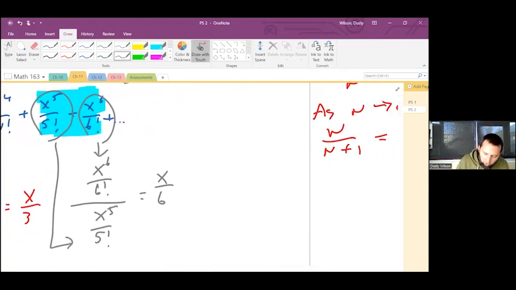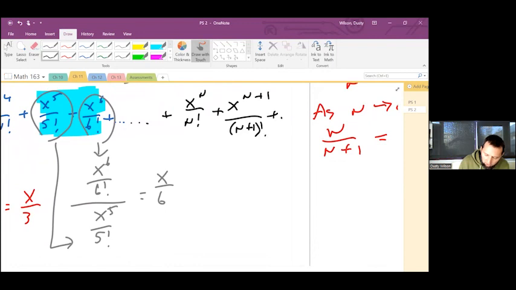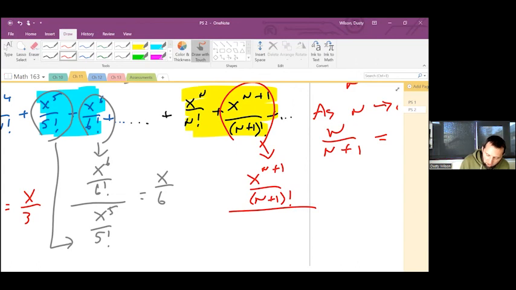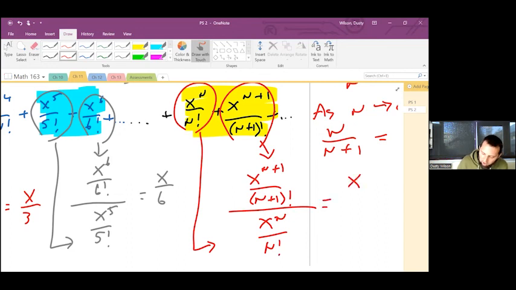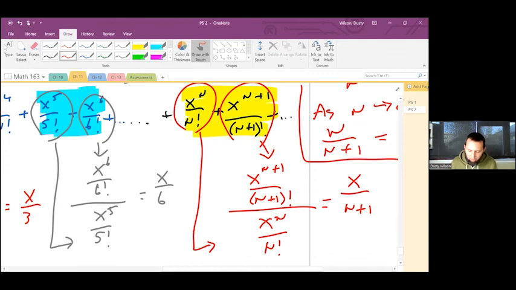And so I think it should be reasonable to see that if we continue this out, eventually we're going to get to an x to the n over n factorial plus x to the n plus 1 over n plus 1 factorial plus dot, dot, dot. And so if we looked at those 2 terms together, we would have x to the n plus 1 over n plus 1 factorial divided by x to the n over n factorial, which simplifies to x over n plus 1. This stuff up here is from a previous example.